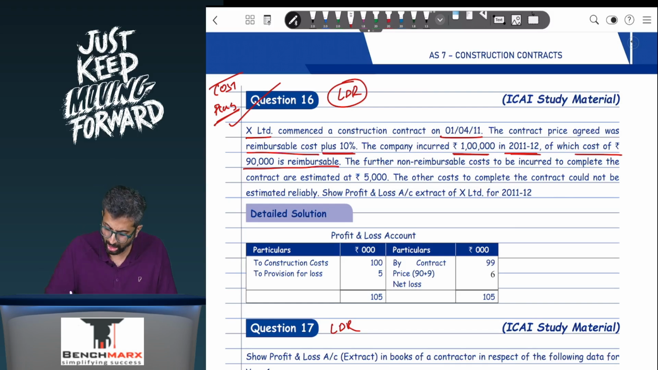So what will the revenue be? Well, revenue will be the reimbursable cost, that is 90,000 plus 10%, that is equal to 99,000. So my total cost is 1 lakh, my contract revenue is 99,000. Now this is the interesting adjustment.